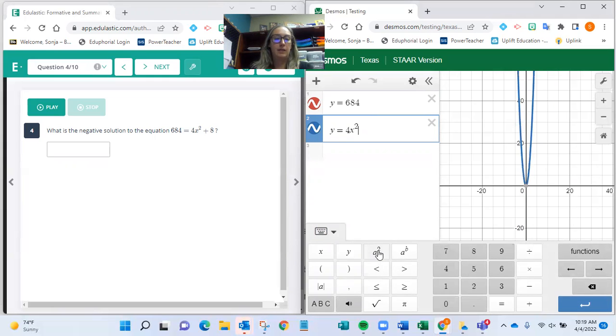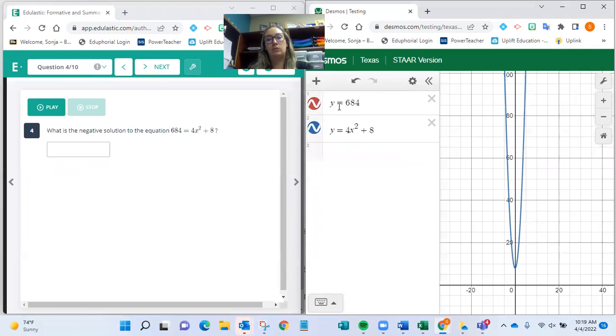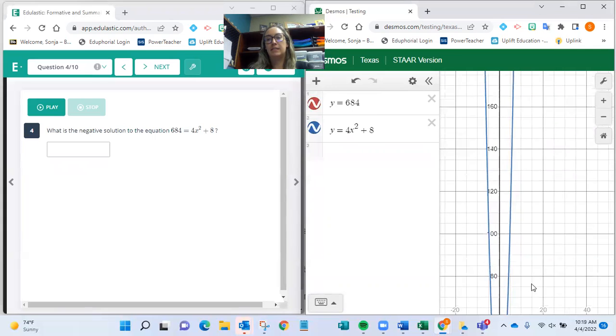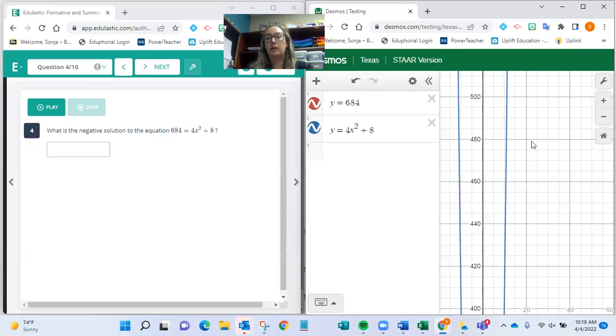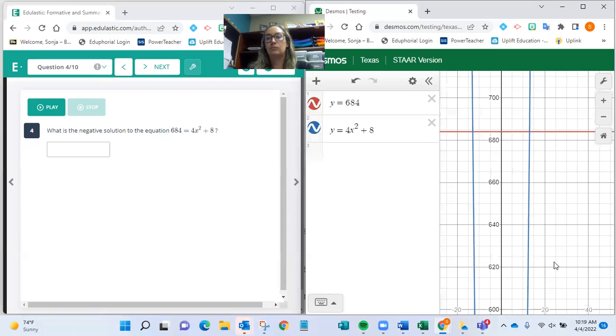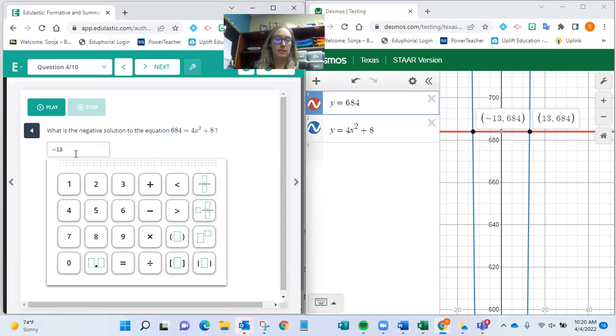So I'm going to put in the left-hand side, the right-hand side. And I see that y equals 685. That means that that line is going to be way, way up high. There it is. And I have solution number 1, solution number 2. They want the negative solution. So I would put in negative 13. That would be the correct solution.